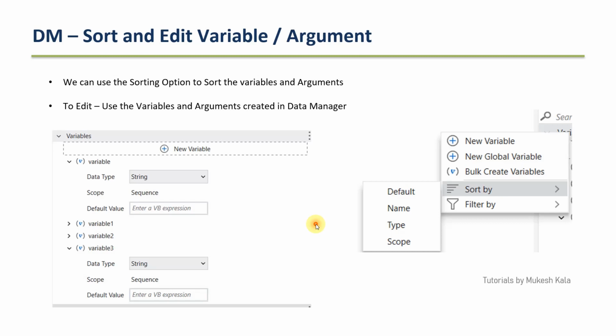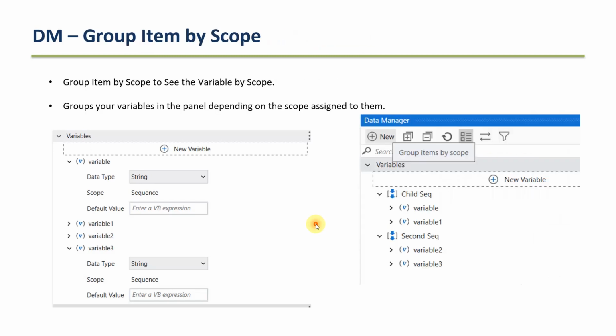Let me just move forward and show you the next one, which is the group item by scope. Now this is a pretty interesting feature which I found. This is applicable only to the variables because for the arguments you do not have the scope. For the arguments you only have the direction, you do not have the scope. Now how does this actually work? Let me show it to you in the UiPath Studio.